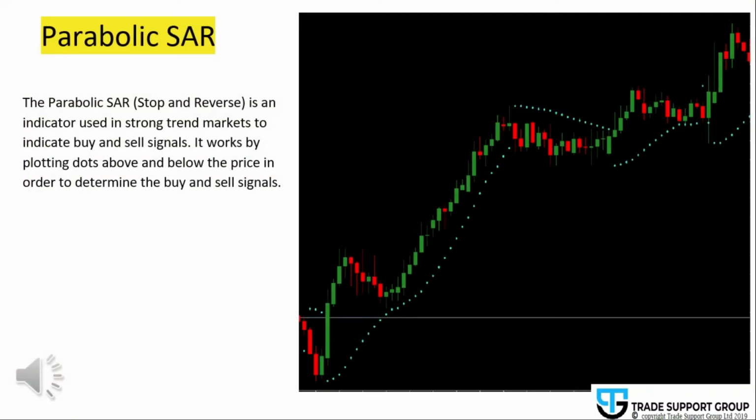The Parabolic SAR. SAR stands for Stop and Reverse, is an indicator used in strong trending markets to indicate buy and sell signals. It works by plotting dots above and below the price in order to determine the buy and sell signals.